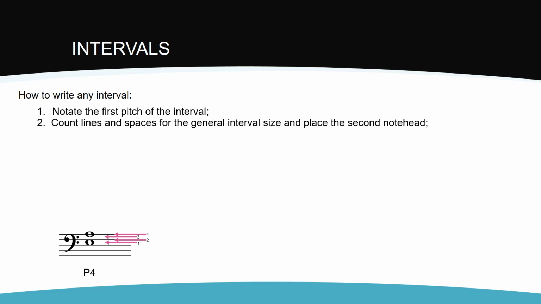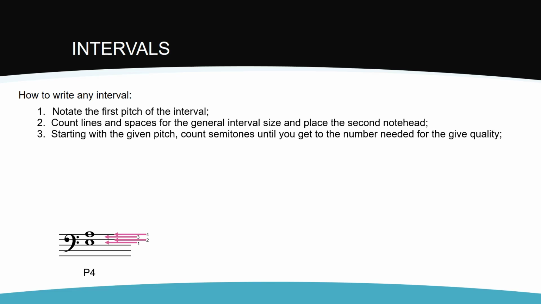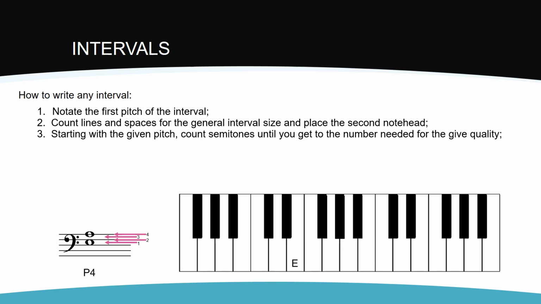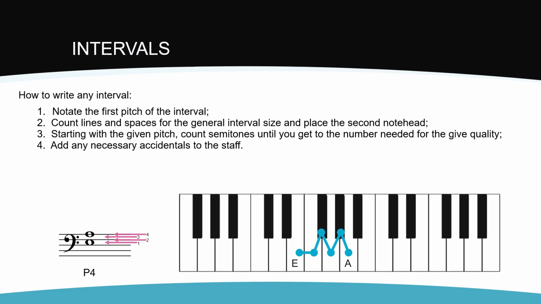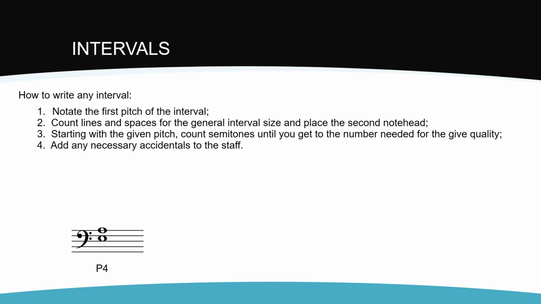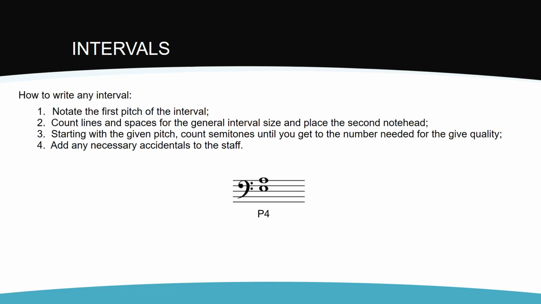Step 3. Using the keyboard, either actual or visualized, start from the first pitch and count semitones until you get to the number that you need. In this case, we need 5 semitones to create a perfect fourth. 1, 2, 3, 4, 5. That gets us to A, and no accidentals are needed. We have successfully written a perfect fourth above E. Here is what it sounds like.